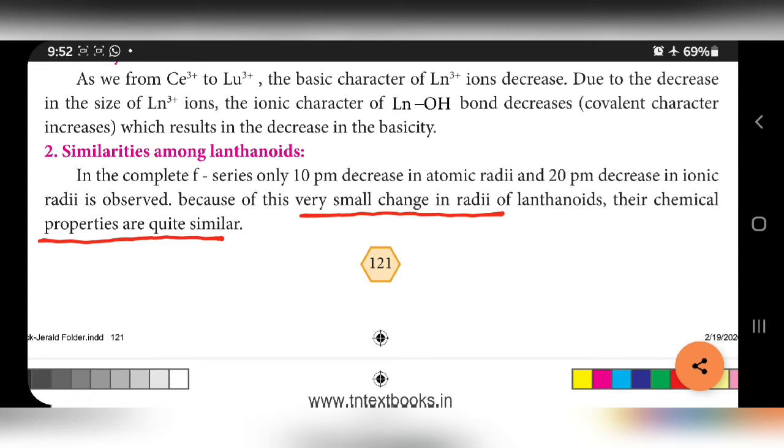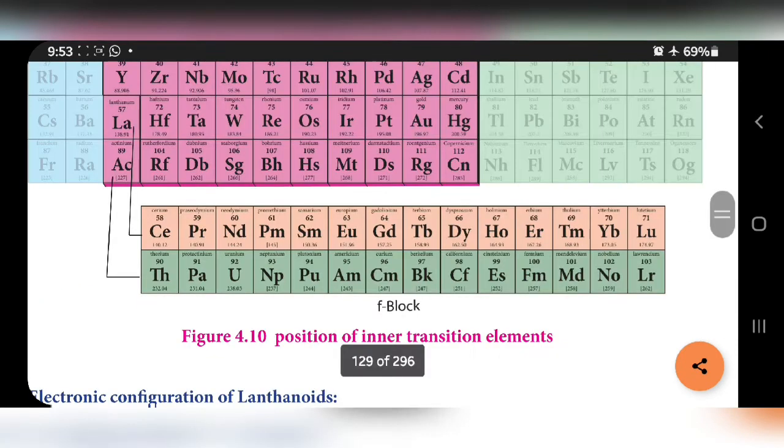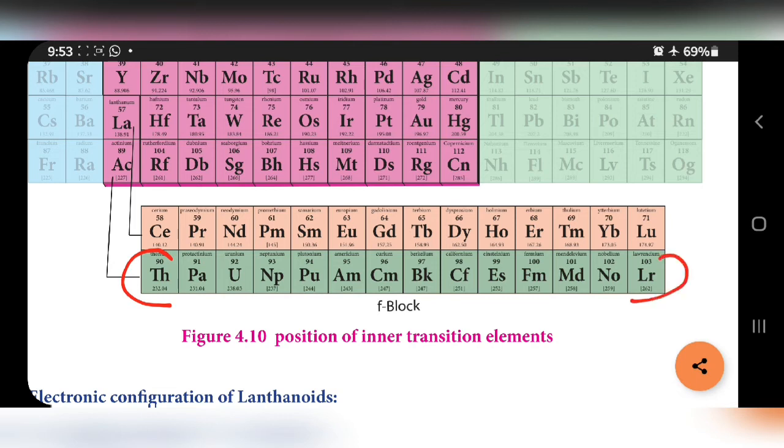So with this topic, lanthanides are over. Next we are going to start actinoids. Actinoids start from thorium and end with lawrencium.